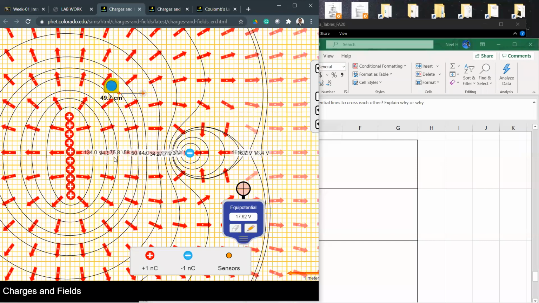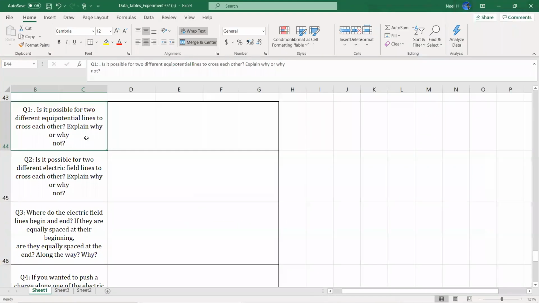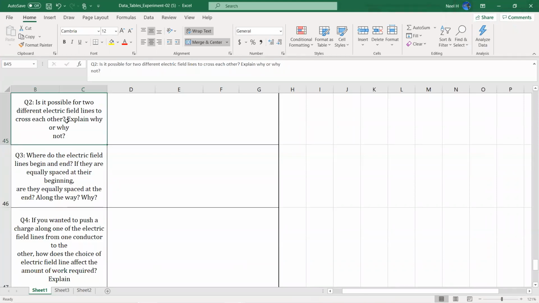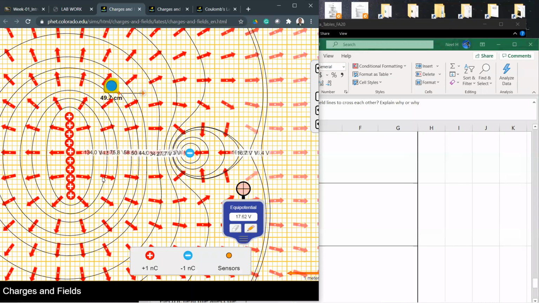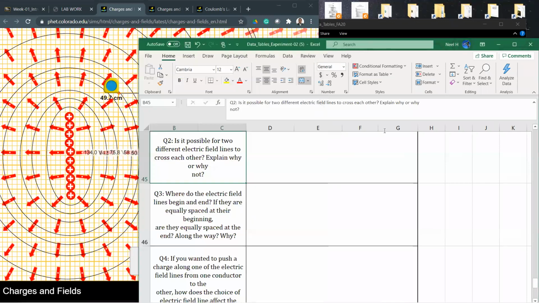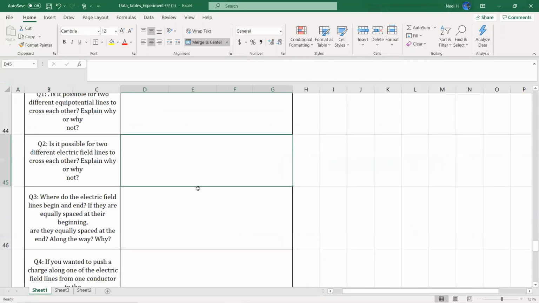So that's why this last figure is important. Make sure you actually visualize the equipotential lines, then you can get a better idea about what this question is asking. And question 2, is it possible for 2 different electric field lines to cross each other or not? That also you can easily get the idea by looking at the map. Do you see anywhere electric field lines crossing or not? If not, then why? Just explain in 1 or 2 sentences. That's good enough. Write down the answers just in front right here.